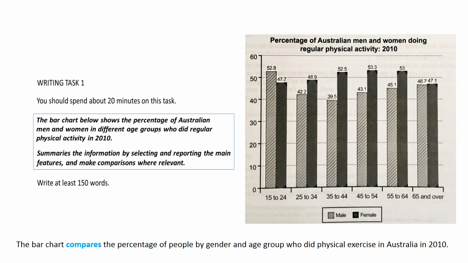Here, I followed the sentence structure in the task, and just changed the words. But I put some words in a different order. The task says, Australian men and women, in different age groups. But, in the model answer, I switch the order of these words, as well as changing the words. Sometimes paraphrasing is enough. The task mentions physical activity. In the model answer, I paraphrase this to physical exercise.